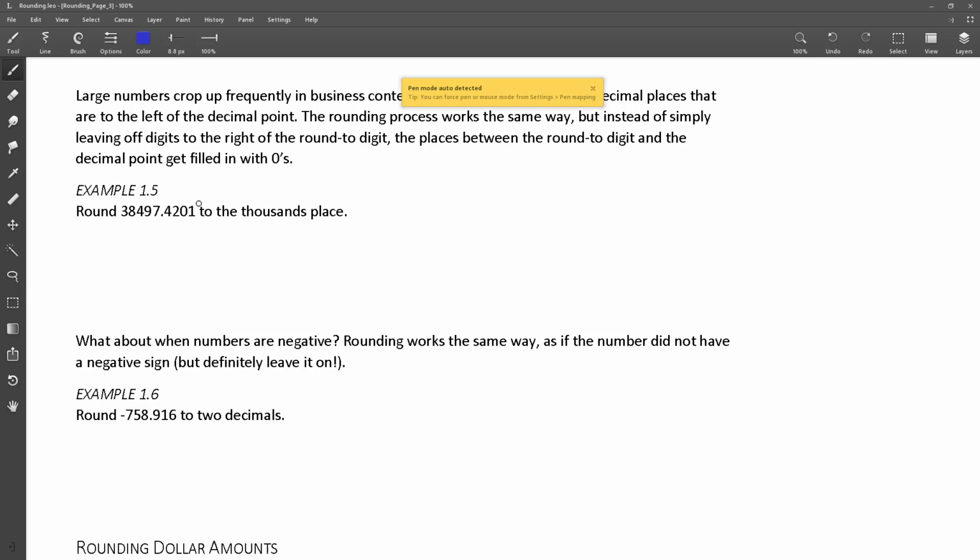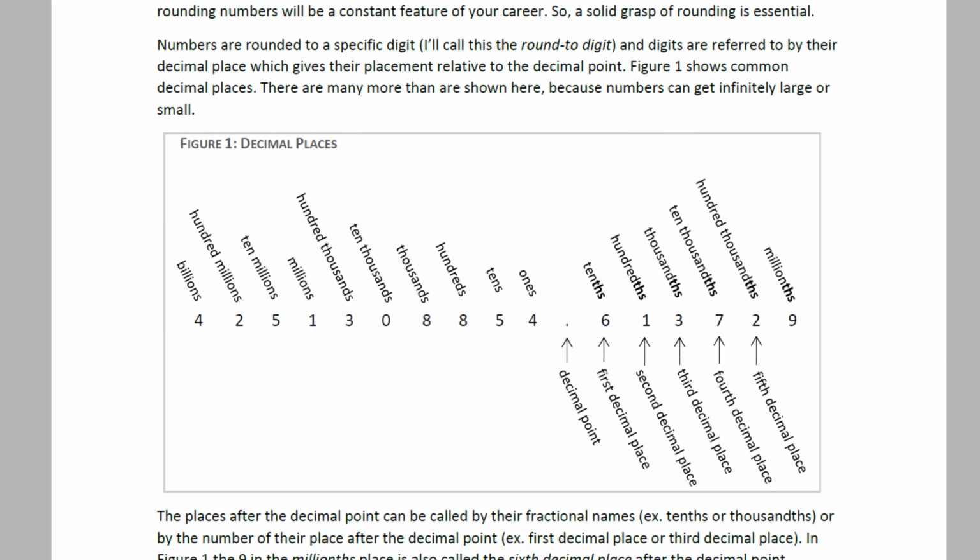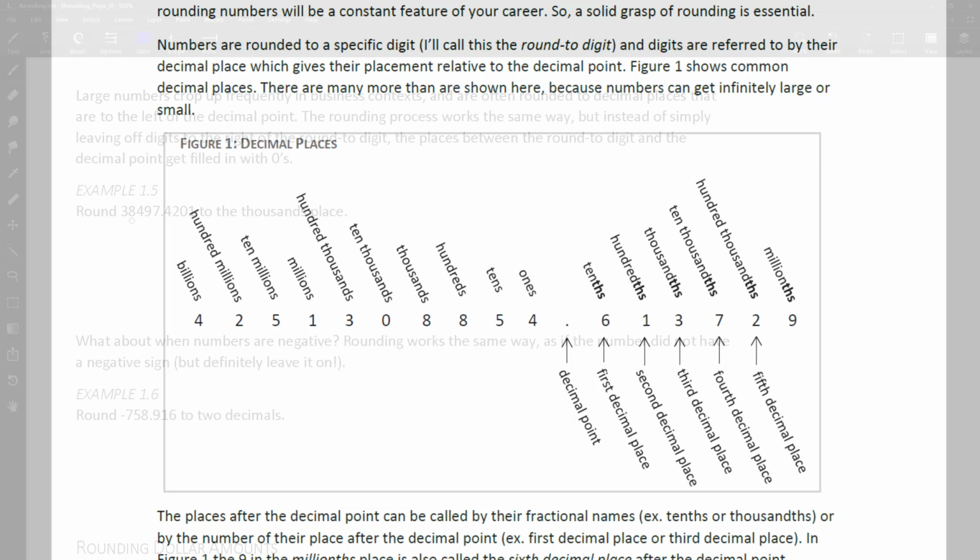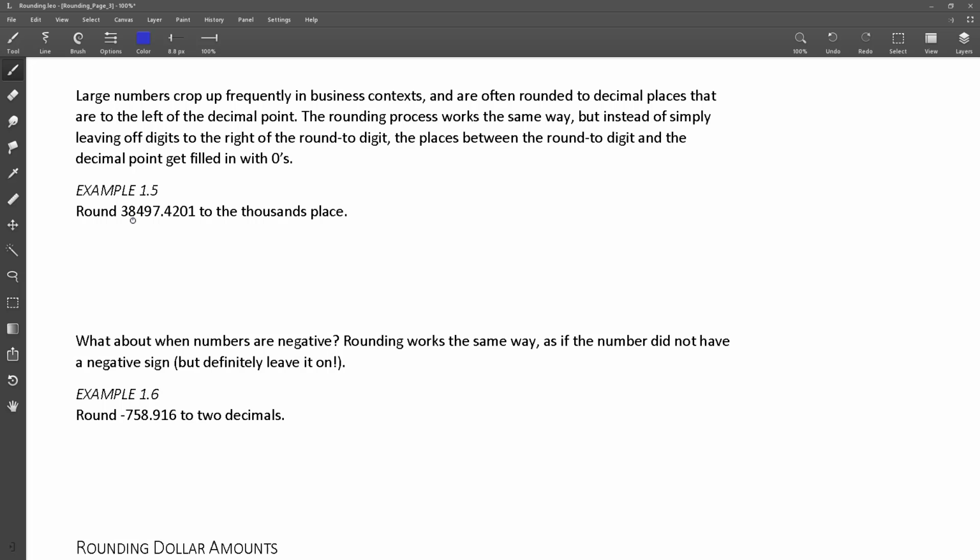Let's take a look at example 1.5, which says round 38,497.4201 to the thousands place. Okay, so the thousands place, remember, from figure 1, is the 4th place to the left of the decimal point. So the round 2 digit in this case is 8. Now, having identified that, we're going to look, using step 1 of our algorithm, at the digit directly to the right. That's a 4. That 4 is 4 or less.